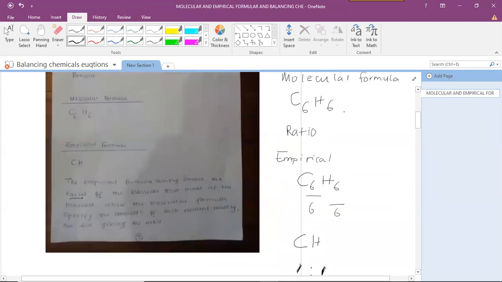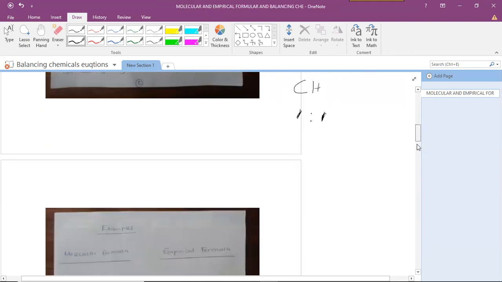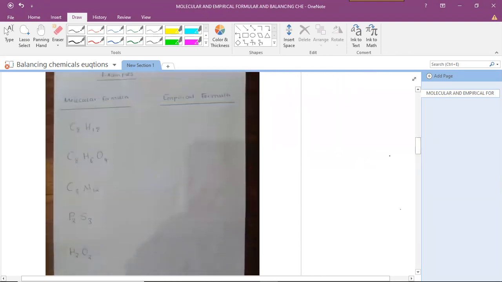So the molecular formula is the actual atoms that are present. The empirical formula is the lowest whole number ratio. There will be no decimals. I'll send you these notes just now coupled with this video so that you should understand things better. So let's do a little bit of practice questions. We are given molecular formulas and we have to figure out how we can get their empirical formulas.